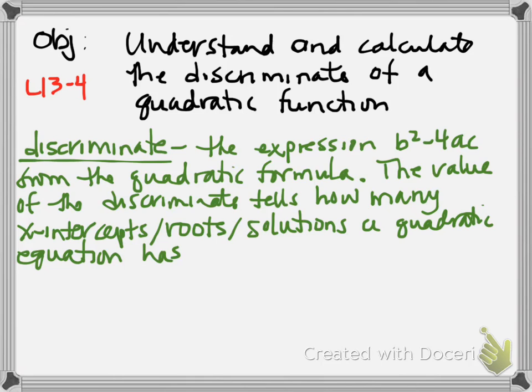So a lot of times when you're being asked to match a function with its graph, and some graph crosses the x-axis twice, and some floats above it or floats below it, or some only touches down on the x-axis, you could eliminate some of those answers simply by doing the discriminant really quickly. Okay?